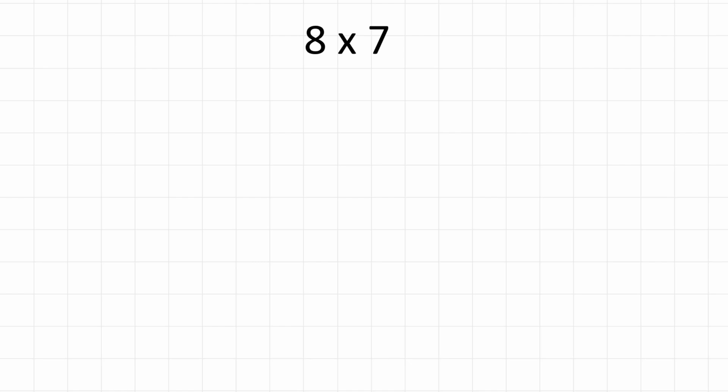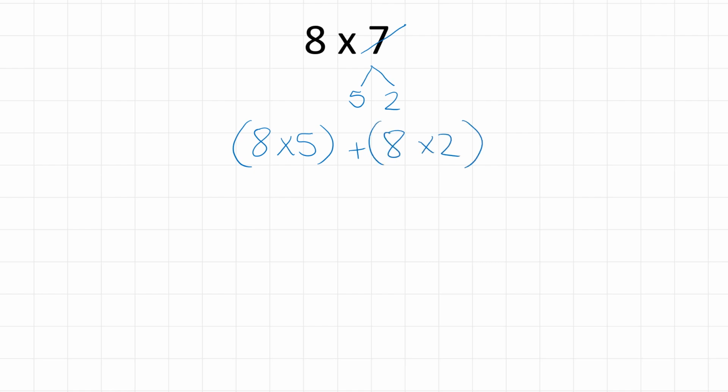So I know that 7 is 5 plus 2, so I've broken that factor down, and now instead of looking at it as 8 times 7, I'm just going to cross that 7 out. I'm looking at 8 times 5 plus 8 times 2. So I've just put brackets around those multiplications because I'm going to be multiplying those first and then adding them together.